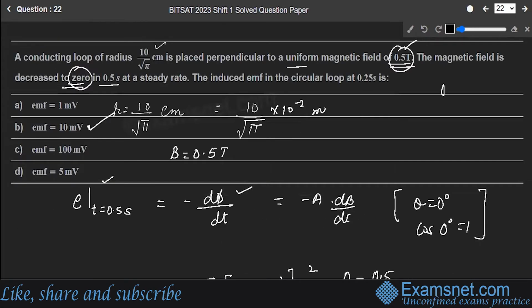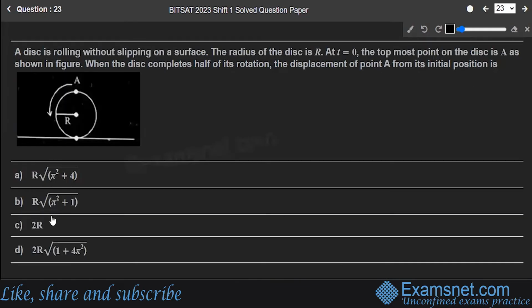Option B is the correct answer. Hope you understood this. Let's move to the next question, number 23 now.